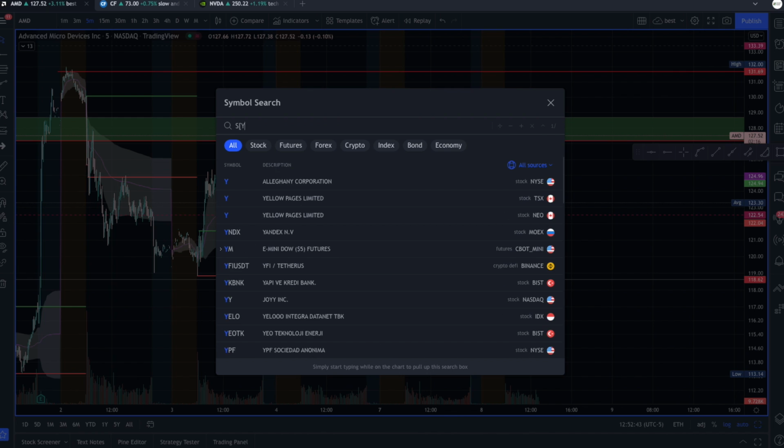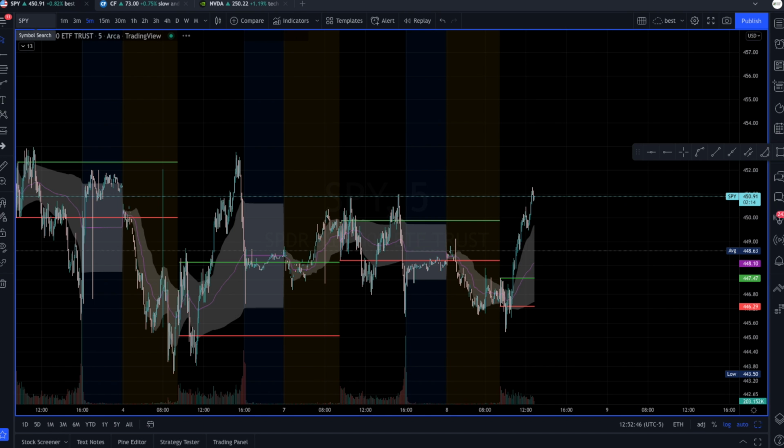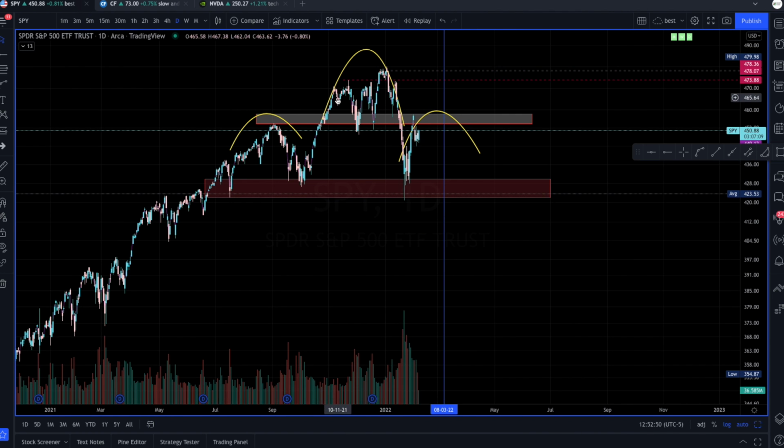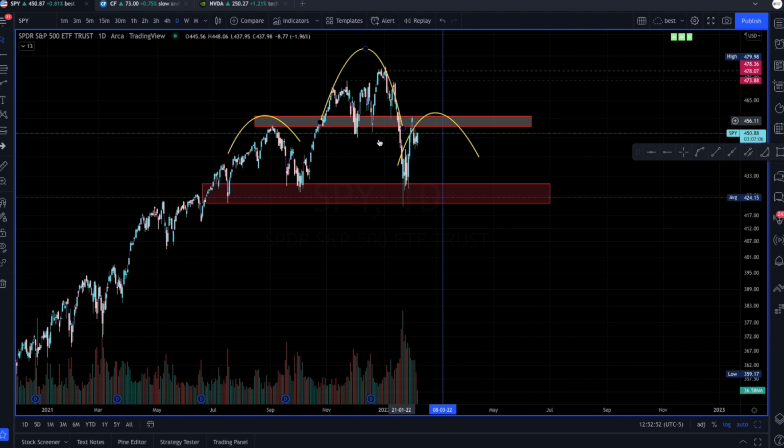Let's have a look at SPY. Right, so it's important to do a multi-time frame analysis. I always start from the daily. I have a little head and shoulders going on here on the SPY. We'll see if it gets invalidated, if it gets back above 457.